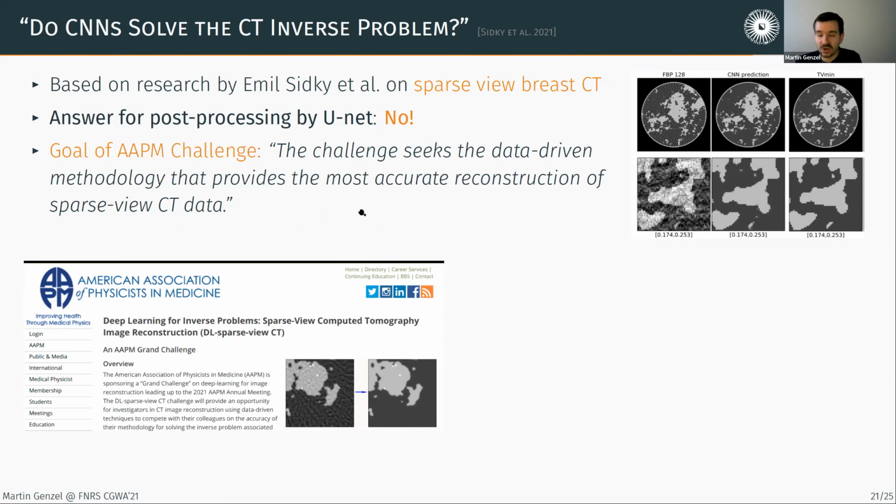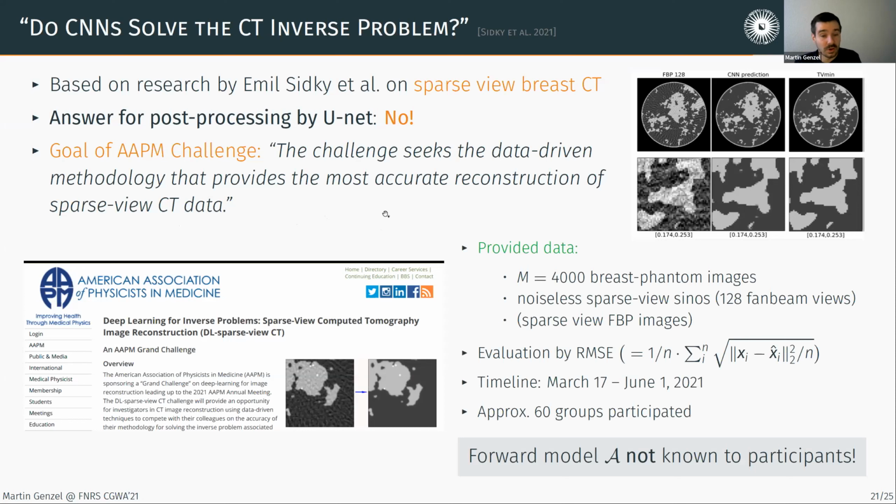So that was a challenge that took place in the middle of this year. Because we were working on this anyway with CT and MRI, and we were quite interested in this, we decided to participate. And a few more details about this. What was actually the setup here?